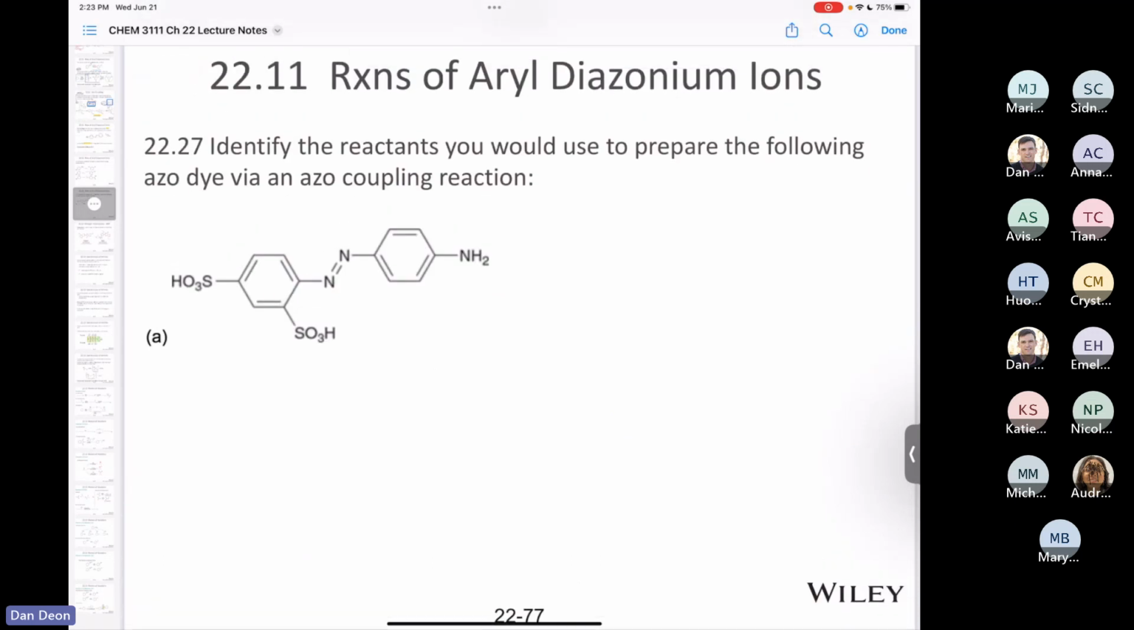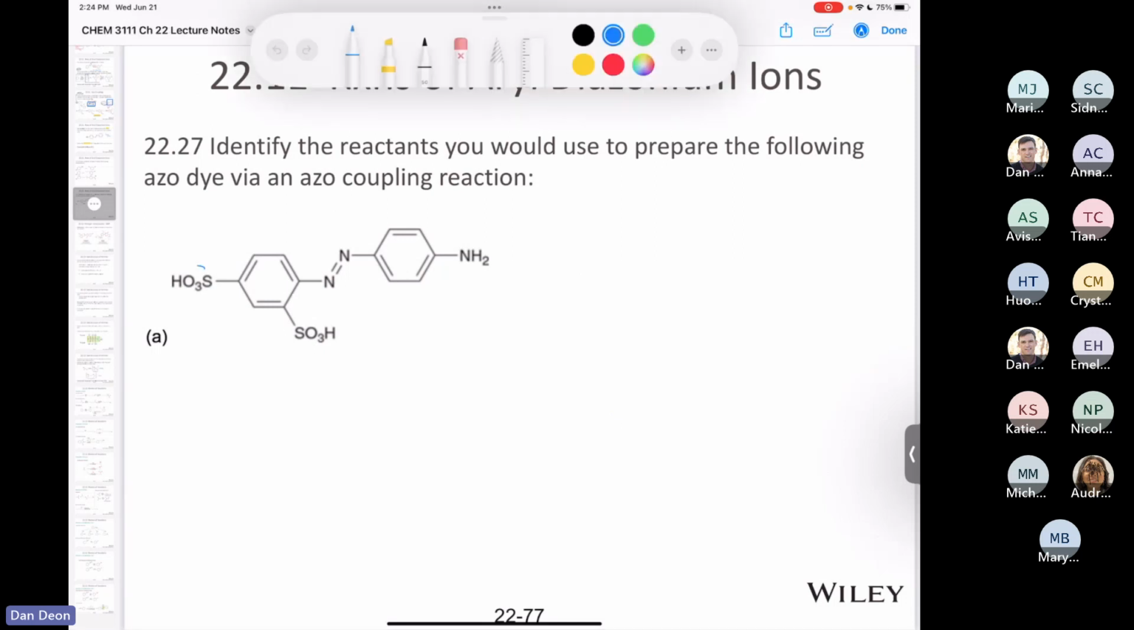It says, identify the reactants you would use to prepare the following compound with an azo coupling reaction. I'm going to show you what we would expect of you as Chemistry 3111 students. The first thing you do is look at all the substituents. We have a sulfonic acid here and a sulfonic acid here. These are both electron-withdrawing groups, and so these are deactivating. Now, an amino group is an electron-donating group via resonance, and therefore it is an activator. It's actually a strong activator, and it's the only thing on here that's an activator.